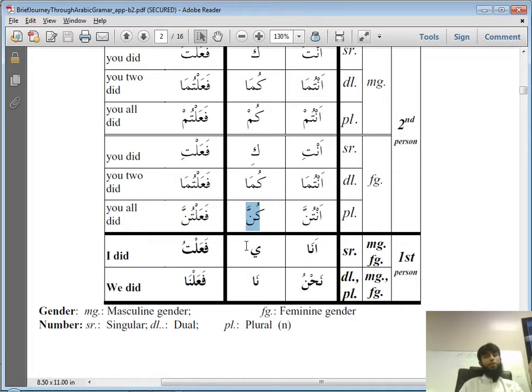Kuma for two, and kunna for females. Okay. And when you're talking about mine, you use the i. So that's why you see Rabbi. Rabbi. Okay. Or when you're talking about us, we say Rabbana. So this is the difference between nahnu and na. Okay.